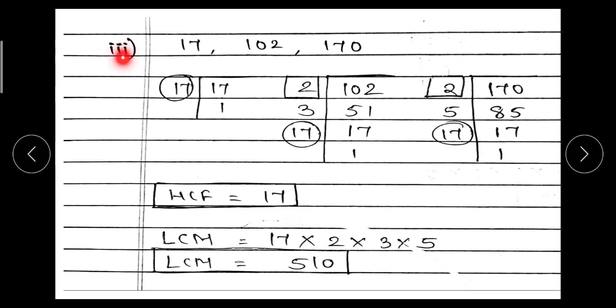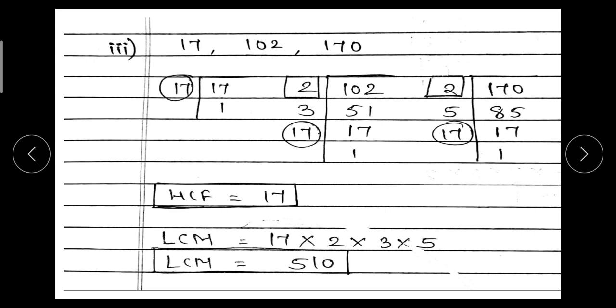Question number 3. 17, 102, 170. Factors of 17. 17 ones are 17. Factors of 102. 2 51s are 102. 3 17s are 51. 17 ones are 17. Factors of 170. 2 85s are 170. 5 17s are 85. 17 ones are 17.